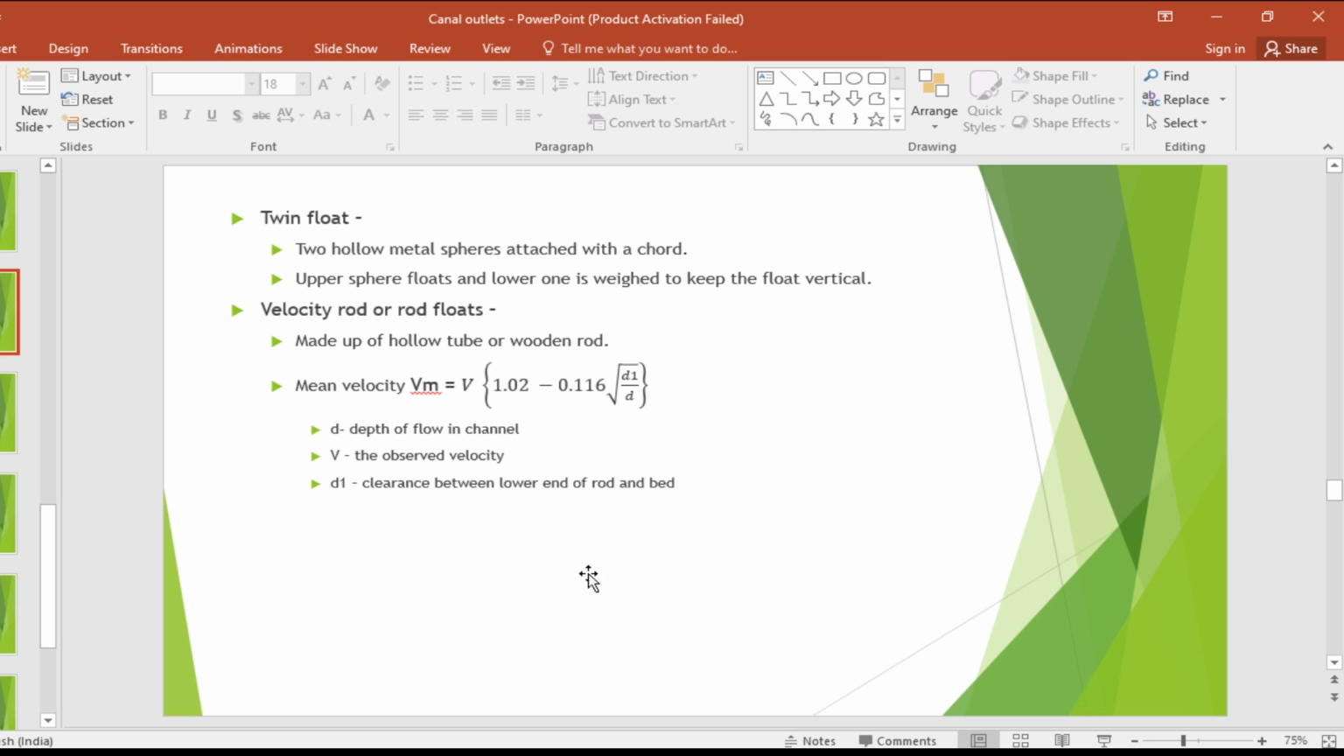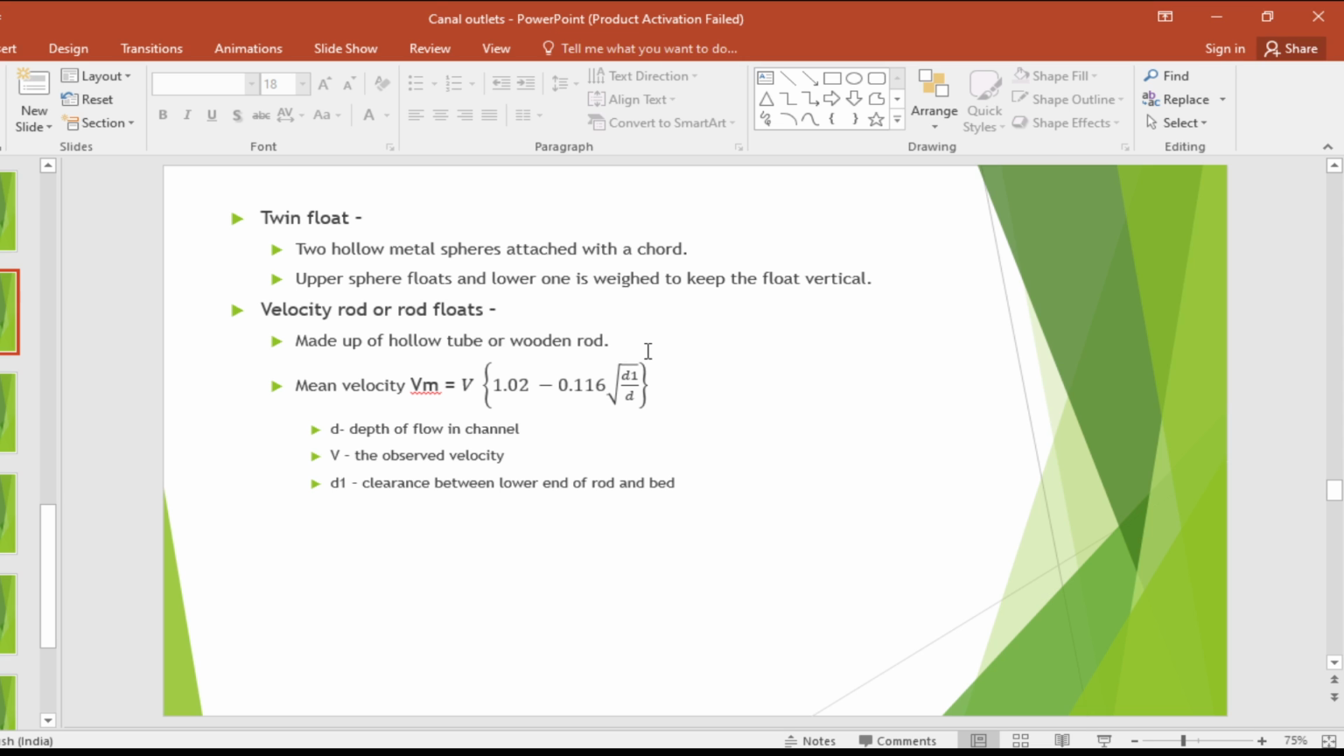Here the velocity rods are made up of hollow tube or wooden rods. They are usually made telescopic, with one tube sliding into another. Here they can stand vertical, so their length is adjusted in such a way that the bottom of the float may be clear of the bottom of the river bed by a few centimeters.